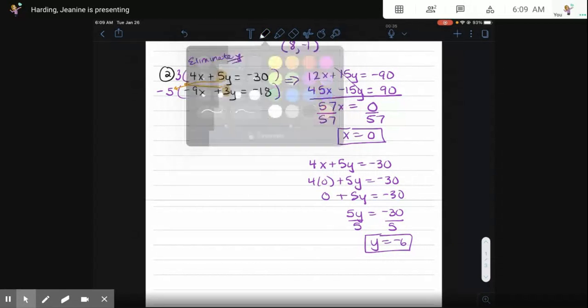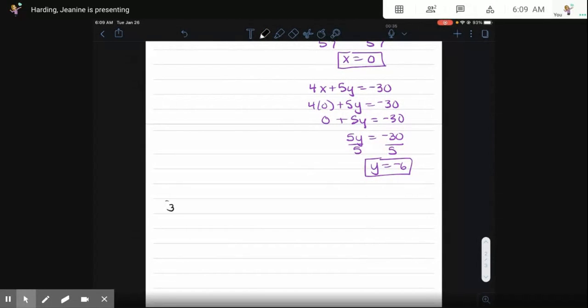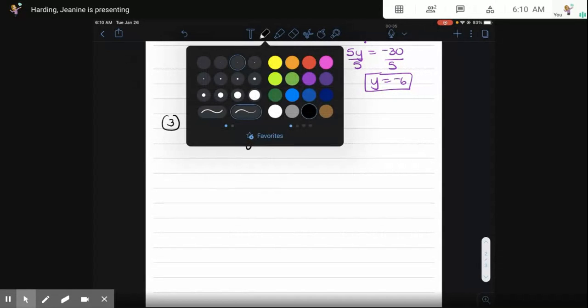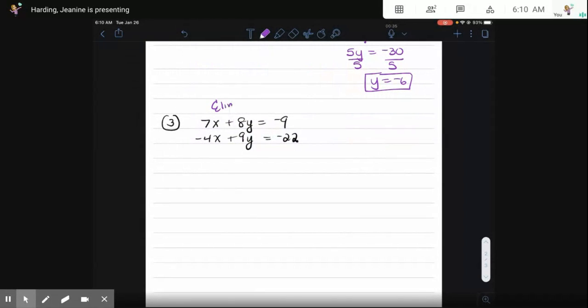Question number 3: 7x plus 8y equals negative 9, and negative 4x plus 9y equals negative 22. Okay, again, I'm going to look at my coefficients. I'm going to have to multiply both equations by a number. So I'm going to choose to eliminate x's. That's going to be my strategy because those coefficients are smaller. 7 and 4 are smaller than 8 and 9.